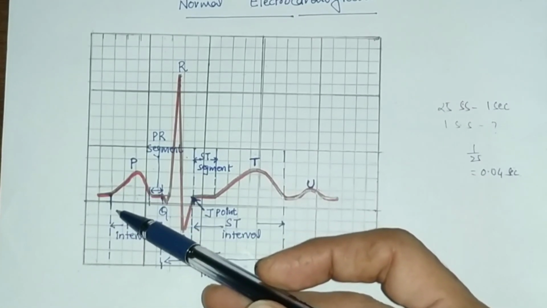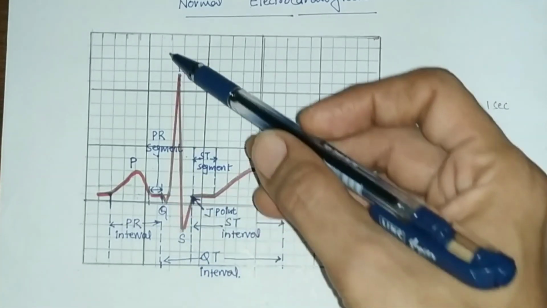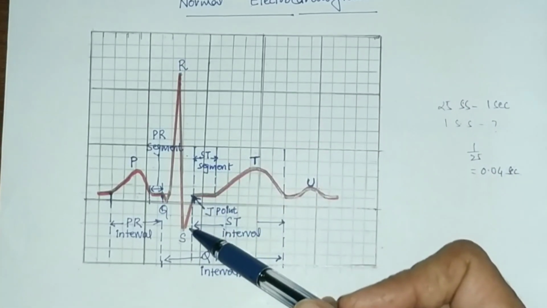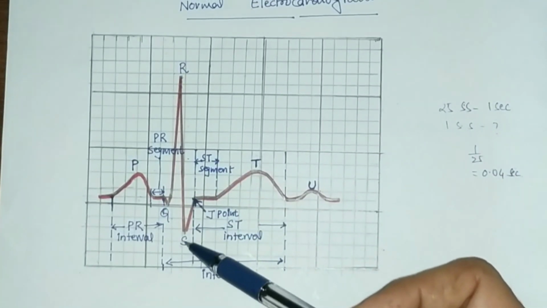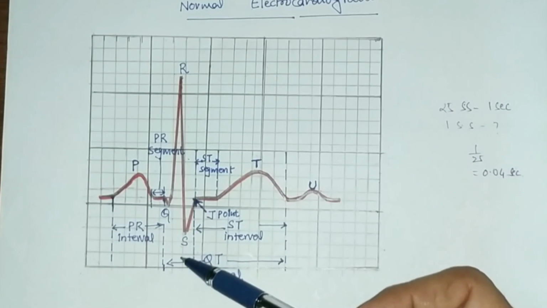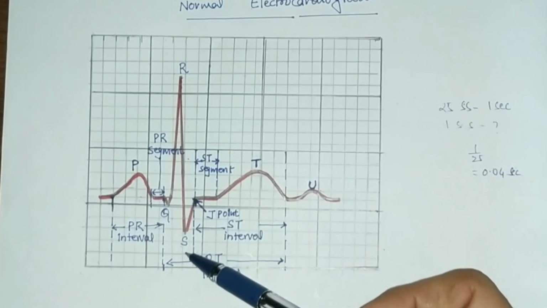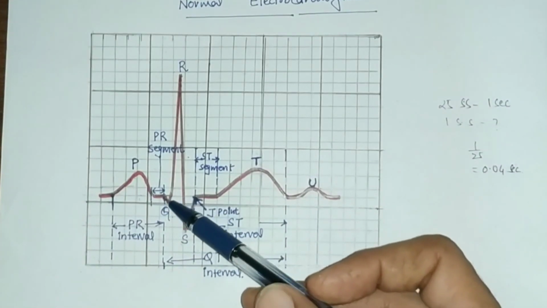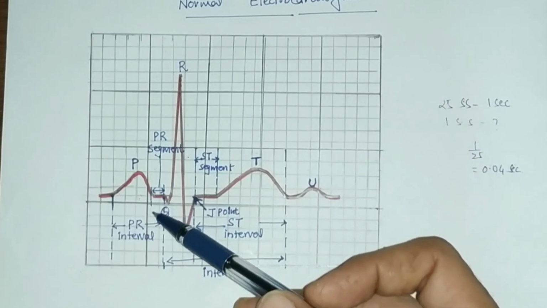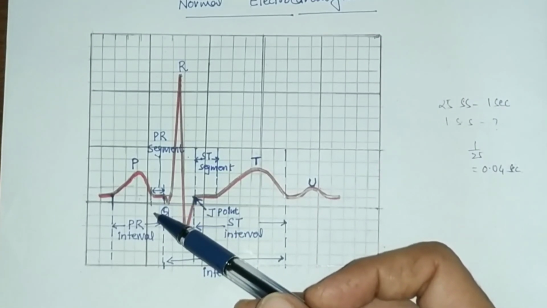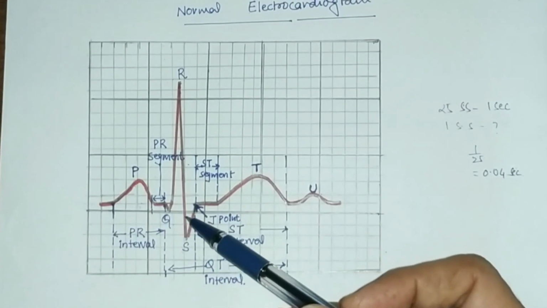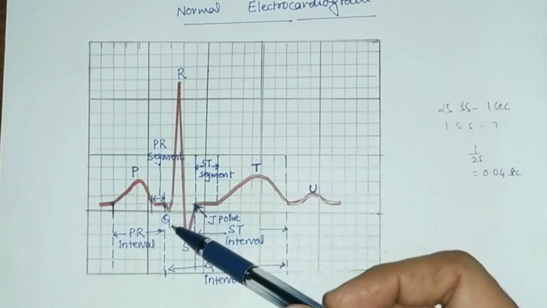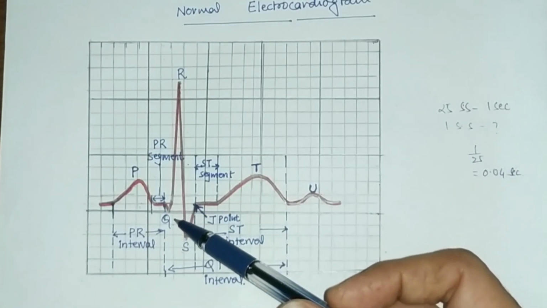Next is QRS complex. This QRS complex consists of three waves as we have discussed: Q wave, R wave and S wave. QRS complex is due to ventricular depolarization. Duration of the QRS complex is 0.08 seconds. You can see here hardly two small squares. Normal amplitude of QRS complex is about 1.5 to 1.6 millivolt. And this QRS complex is completed just before the opening of semilunar valve.